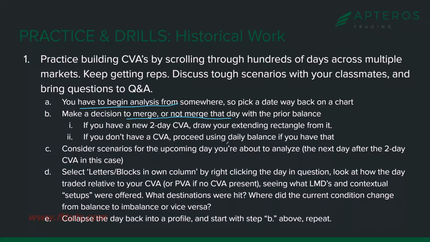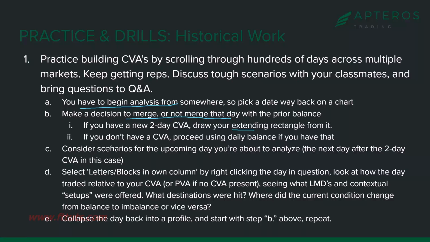If you have a merge situation where you create a 2-day CVA, draw your extending rectangle from it. If you don't have a CVA yet, proceed as normal in terms of hypos and all the stuff we've been doing, but just use the prior day's value if it's a good value. If it was just a big elongated trend day, remember, nothing exists. That day might as well not be there. And so you might as well just go pick another day. Move to the next day, right? And begin the process again.